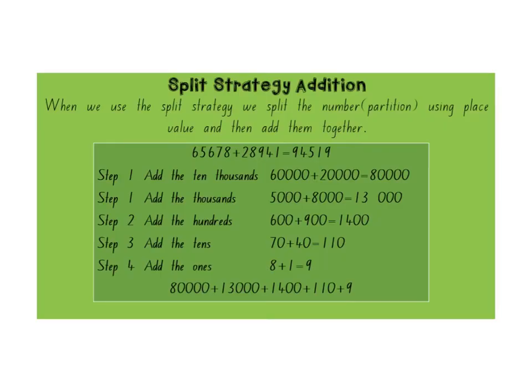Now what I'm going to do is I'm going to show you how to add a 5-digit number together. So when we use a split strategy, we split the number or partition the number using place value and then add them together. So when we add two 5-digit numbers together, we need to add the 10,000s first, then the thousands, then the hundreds, then the tens, and then the ones.